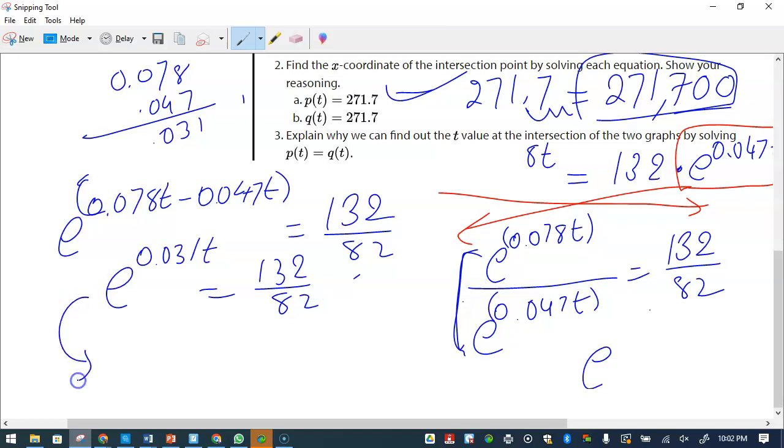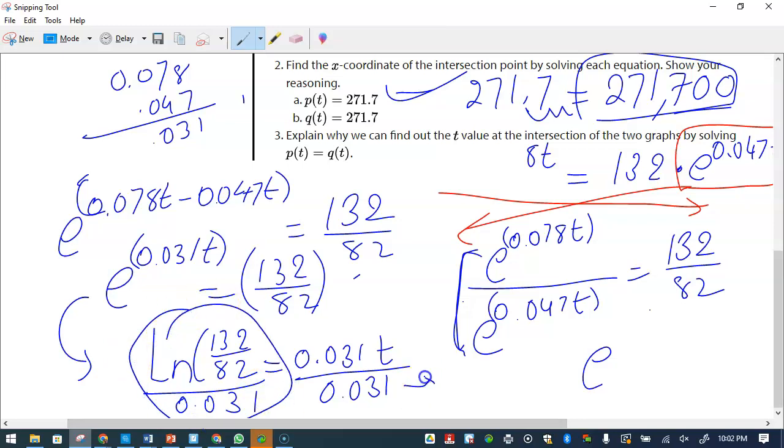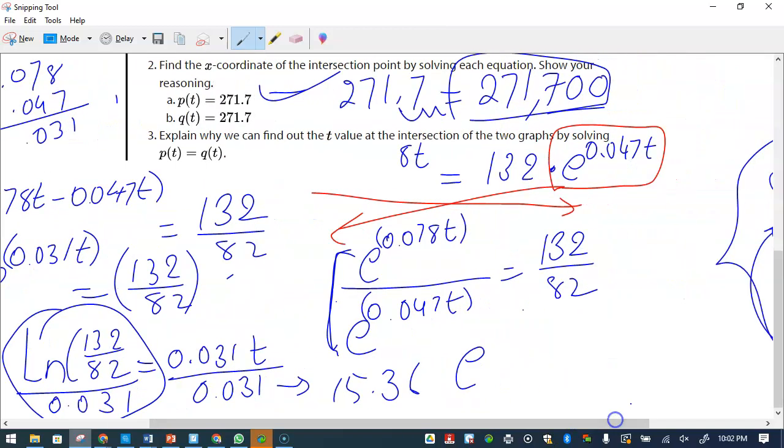And we can change this to exponential because this part is the input. So that input will become output here, 0.031t. And then you change to ln, and the output becomes the input. And finally, you're going to divide by 0.031, divide by 0.031. Put this on the calculator, and you will see you end up getting 15.36. Haha. So that's how you do this.